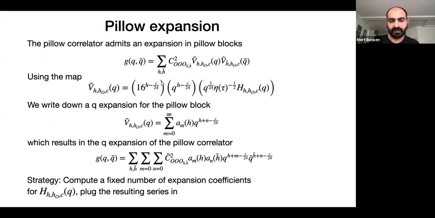And what I've done is just absorb this overall factor for a conformal family into this OPE coefficient and redefine it as C tilde. It's a positive factor. And then we see these expansion coefficients appear here. So the strategy will be to compute a fixed number of expansion coefficients for H, and then plug the resulting series in this guy here that we see here. And then we can compute these A_M expansion coefficients and check that they're positive.